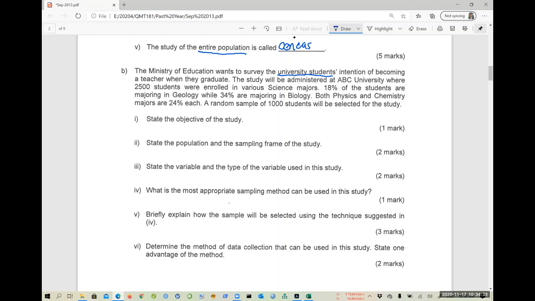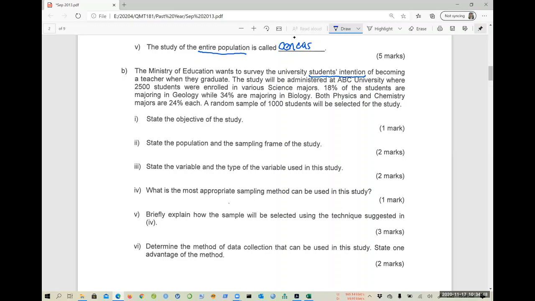Okay, students' intention. Sorry, not that one. I want this one. Okay, students' intention. Okay, so that is the first one.